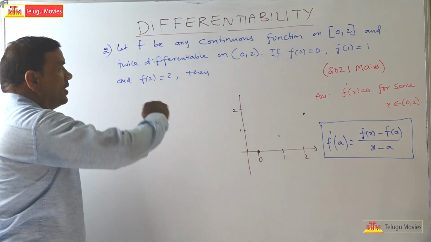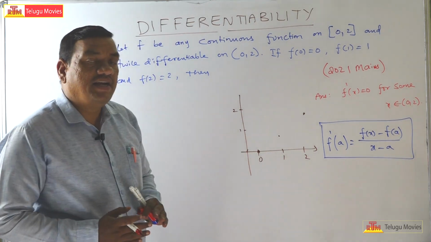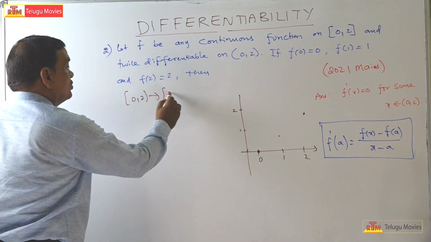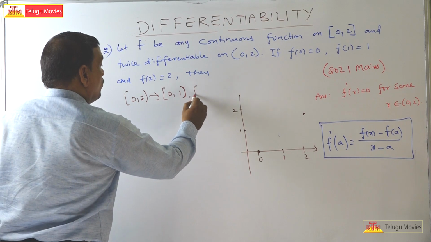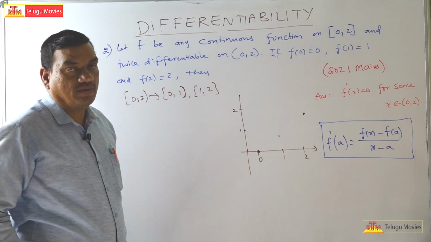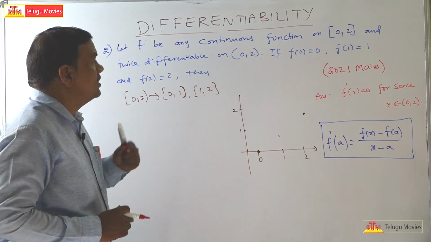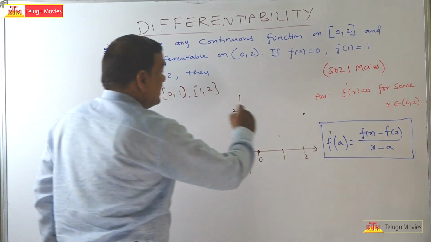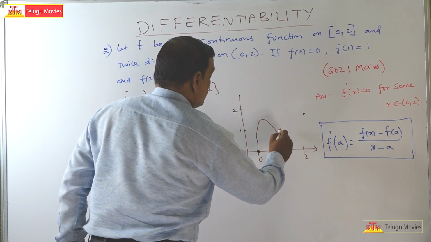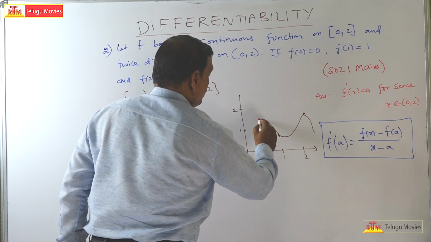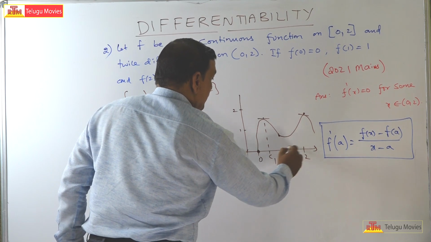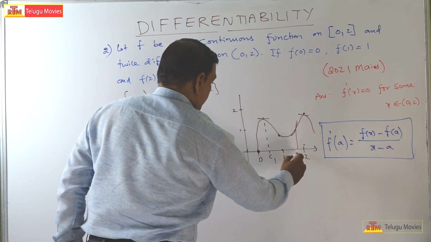Now let us break the interval from 0 to 2 into 0 to 1 and 1 to 2. So check in 0 to 1 and 1 to 2. Here f of 0 is 0, f of 1 is 1, and f of 2 is 2. Let us take from 0 to 1 there exists a C1, and from 1 to 2 there exists a C2.